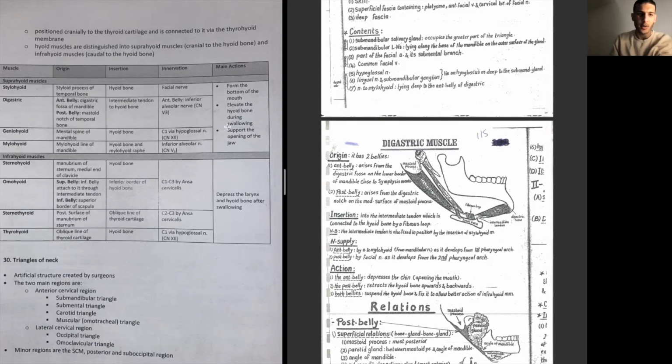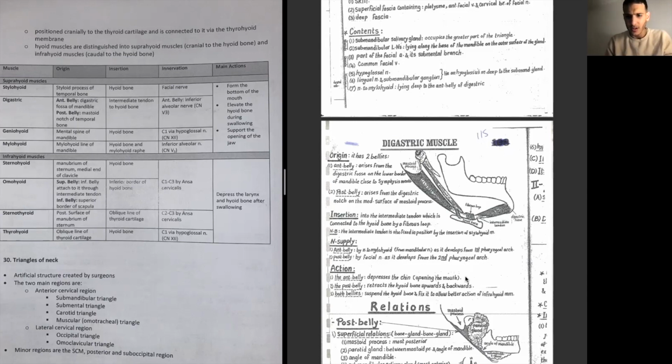That's the digastric nerve supply. The anterior belly is supplied by the inferior alveolar nerve, and then the posterior belly by the facial nerve, as it develops from the second pharyngeal arch.